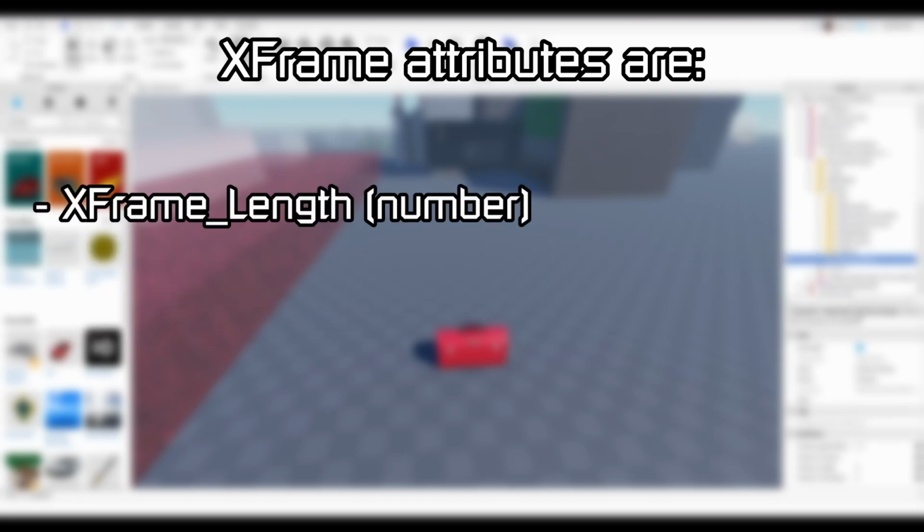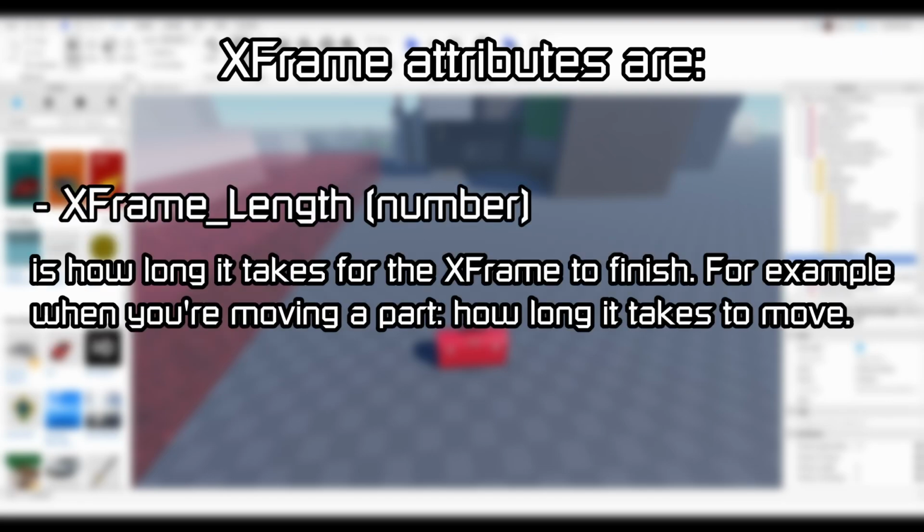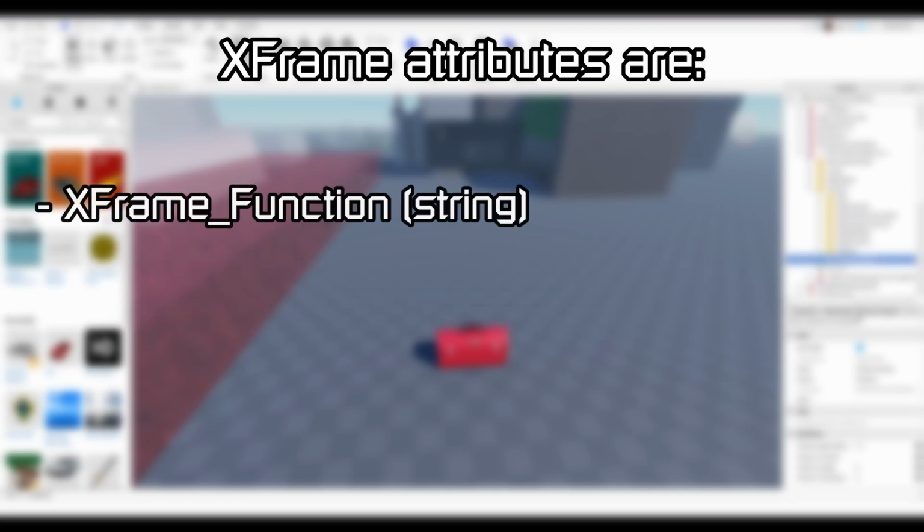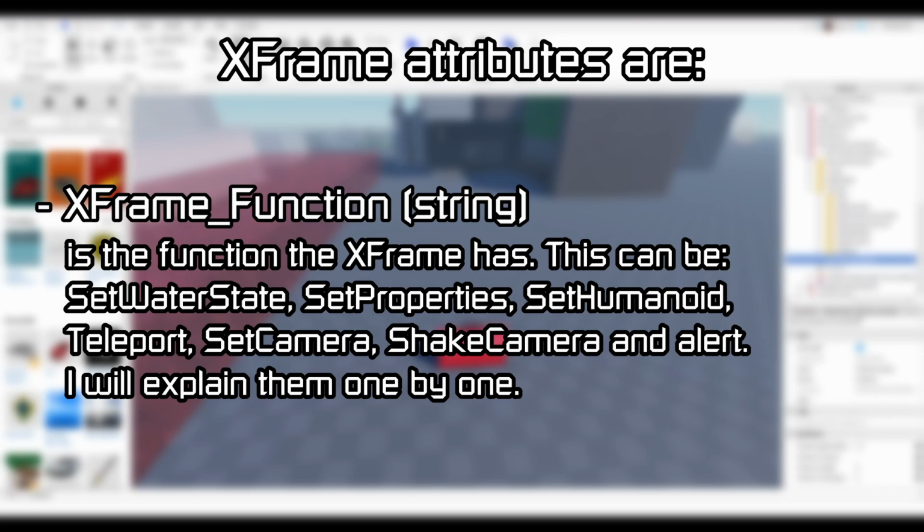X-frame_length is how long it takes for the X-frame to finish. For example, when you are moving a part, how long it takes to move. X-frame_function, string, is the function the X-frame has. This can be SetWaterState, SetProperties, SetHumanoid, Teleport, SetCamera, ShakeCamera and Alert. I will explain them one by one.